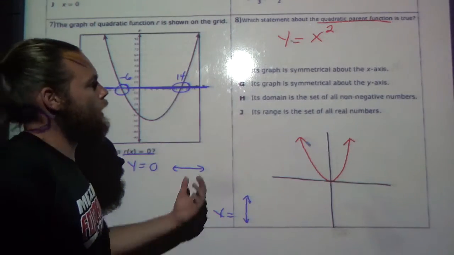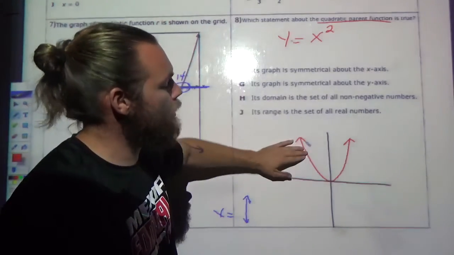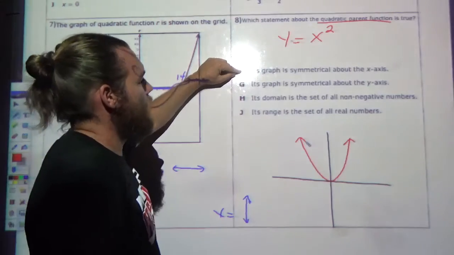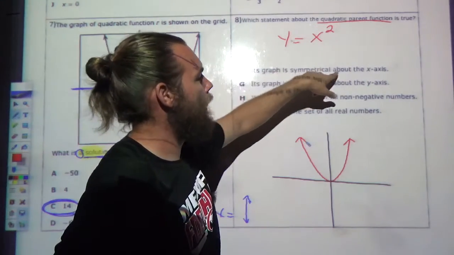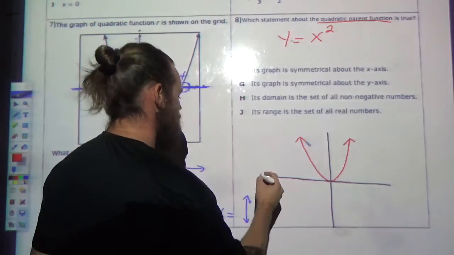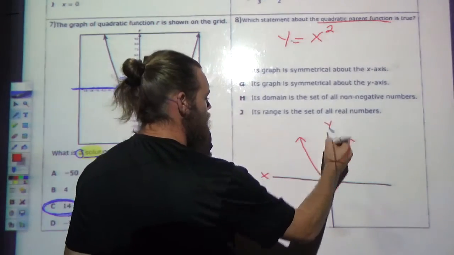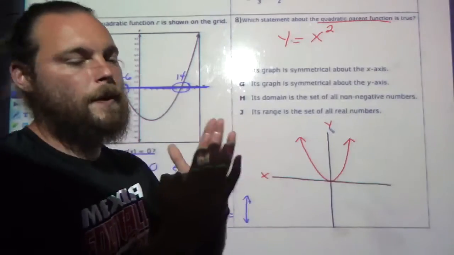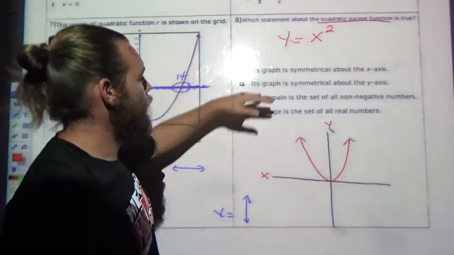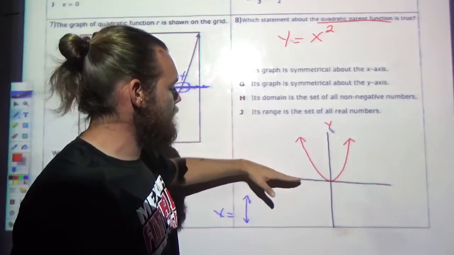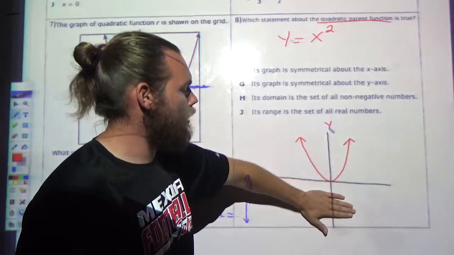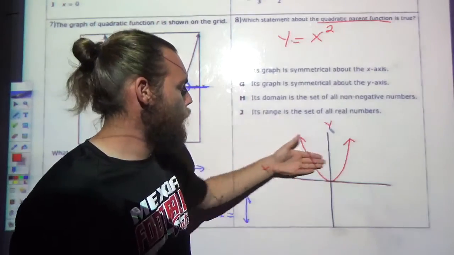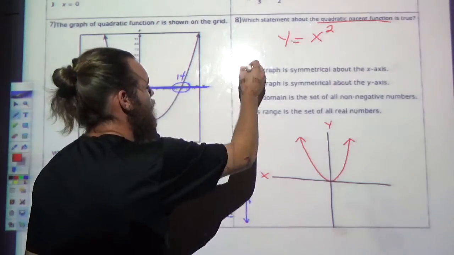They want to know which statement about this quadratic parent function is true. F says that the graph is symmetrical about the x-axis. So make sure we don't forget the x and the y-axis. Symmetrical means it can be folded and be the exact same thing on both sides. So if it's symmetrical about the x-axis, that means the top and bottom are going to look exactly the same. Well, they're not, because this is only on the top portion, so that is out.